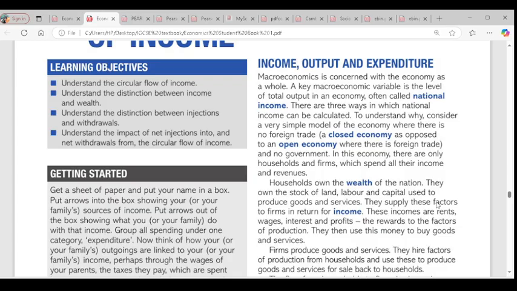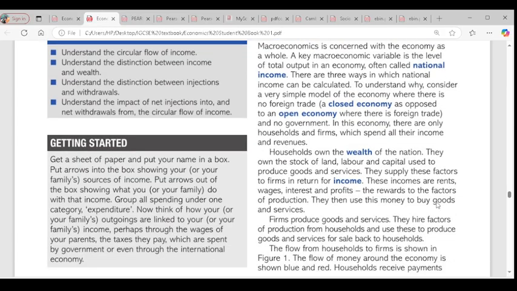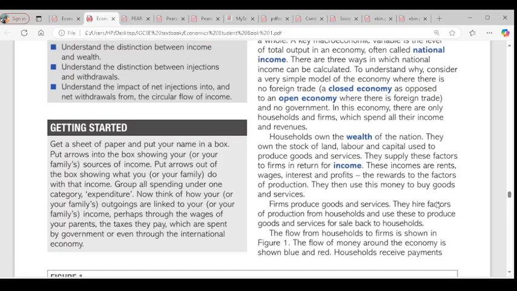So for measuring the output of an economy, I wrote, we can measure the output of an economy as an open economy or closed economy. So we're going to start with a closed economy. Why do we call it a closed economy? We call it a closed economy because it's a simple economy where there's no government intervention and there's no foreign trade. Do you get that, please?